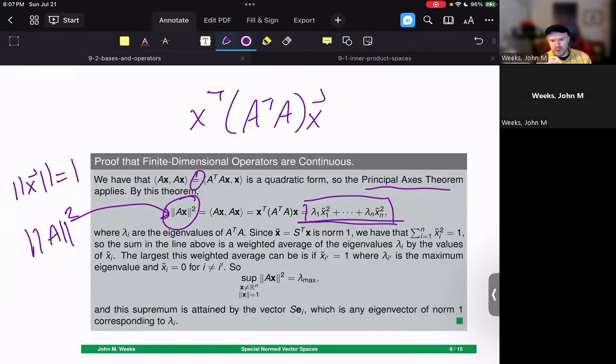So here's how we're going to do it. We notice, first things first, that the sum of these squares that I'm getting over here ends up being 1 because x tilde itself is of norm 1, and we're just using the definition of the norm there inside of R^n. So the sum in the line above is a weighted average of the eigenvalues lambda sub i by the values of x sub i tilde.